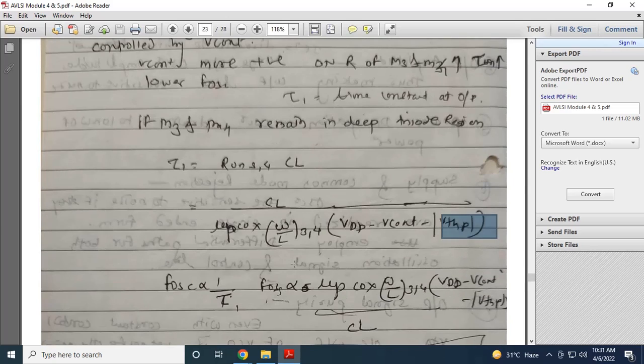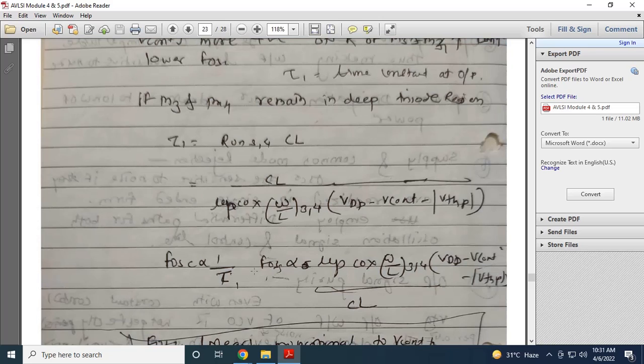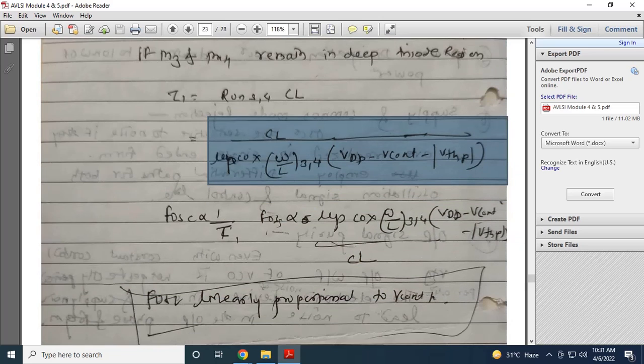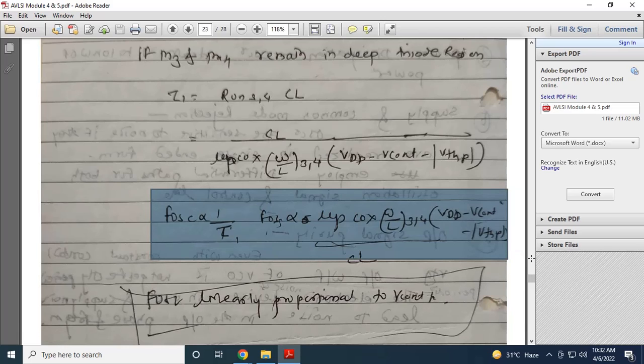The frequency of oscillation is inversely proportional to T, so we can put the value of T here. The frequency of oscillation is proportional to mu_p C_ox W/L of 3 or 4 times (V_DD minus the controlling voltage minus V_T of the PMOS) divided by C_L. So by controlling the voltage, we can control the frequency of the output signal.